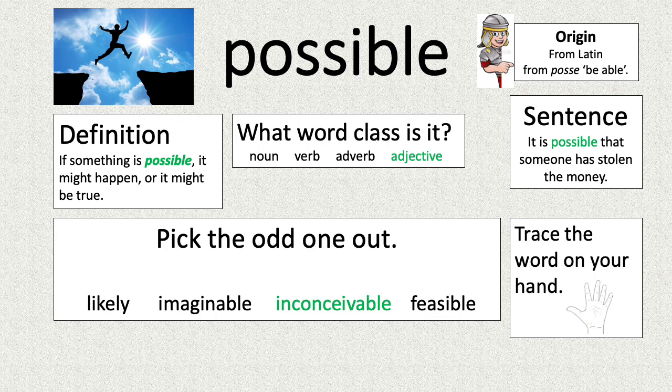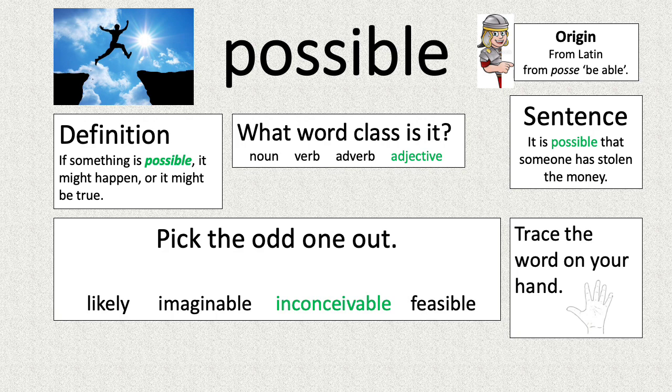The odd word out, quite tricky this week, quite a grown-up word, is inconceivable. If something is inconceivable, it means you can't conceive it happening, which means it is not possible that it could happen. It's unthinkable, okay? The other three words, likely, imaginable, and feasible, all mean the same thing as possible. They could happen. And hopefully you've traced the word on your hand using our cursive script.